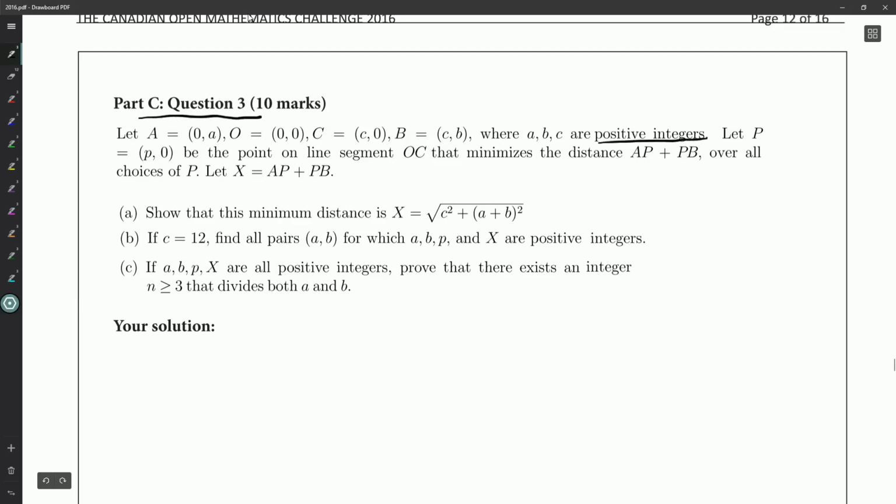Okay. So let P be at (p, 0), so on the x-axis, be a point on the line segment OC that minimizes the distance AP plus PB over all choices of P. And let x be the sum of the distances AP and PB, so that minimized distance.